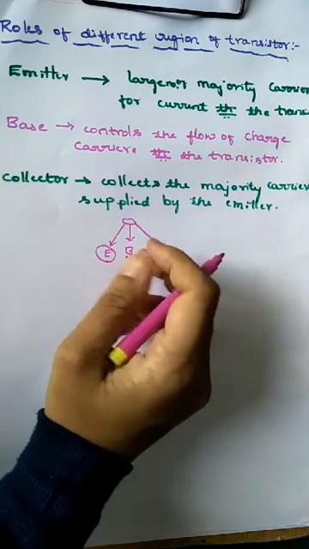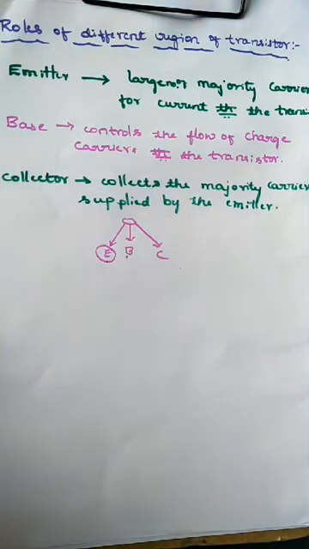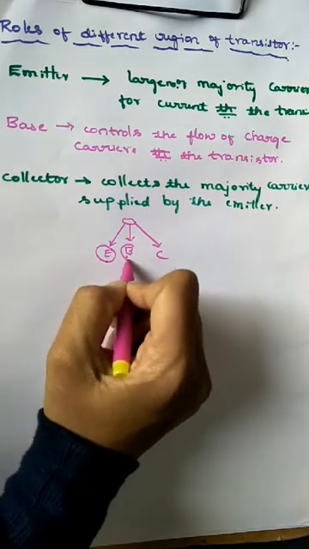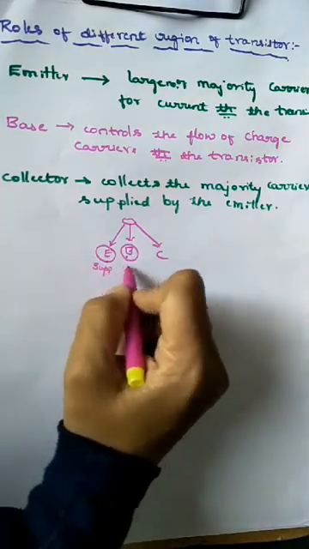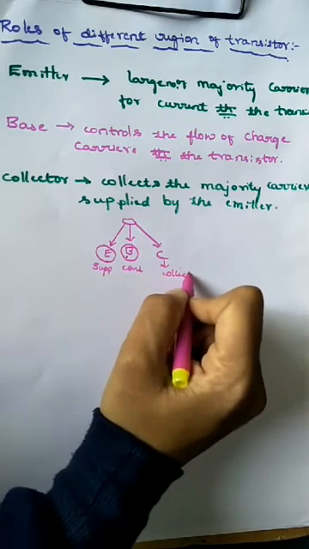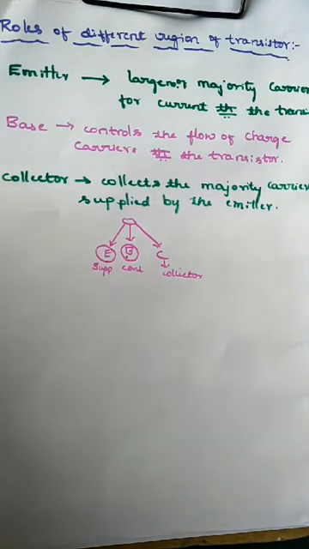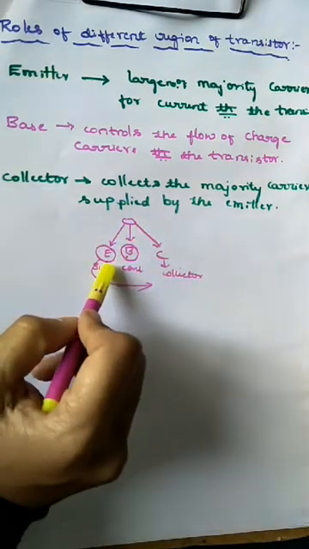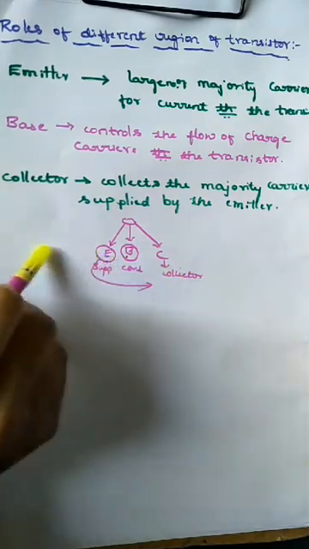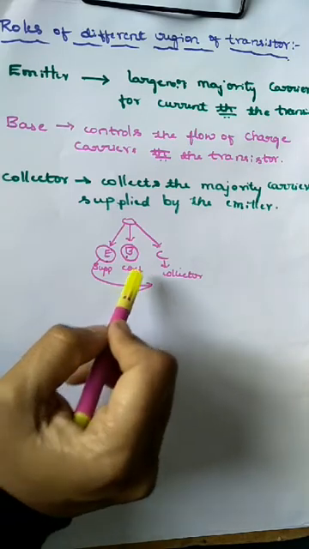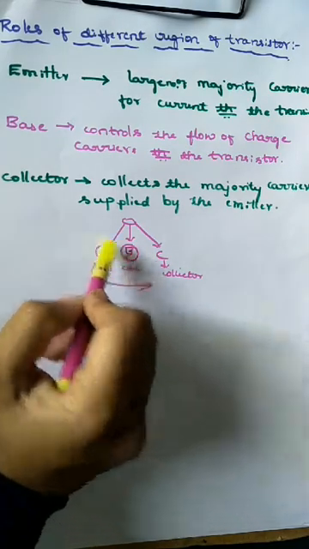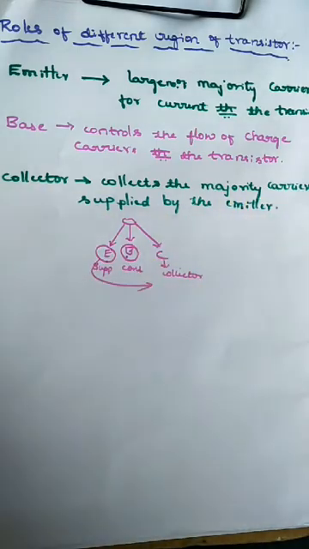Okay, the next one is base. What does it do? It controls the flow of charge carriers through the transistor. So it is a controller. It is a supplier, it is a controller, and this is a collector. The name itself says it is a collector. Collector means it collects the majority carriers supplied by this emitter. So emitter supplies the large number of majority charge carriers, base controls the flow of the charge carriers, and collector collects the majority charge carriers supplied by the emitter. This is the total function of the transistor.